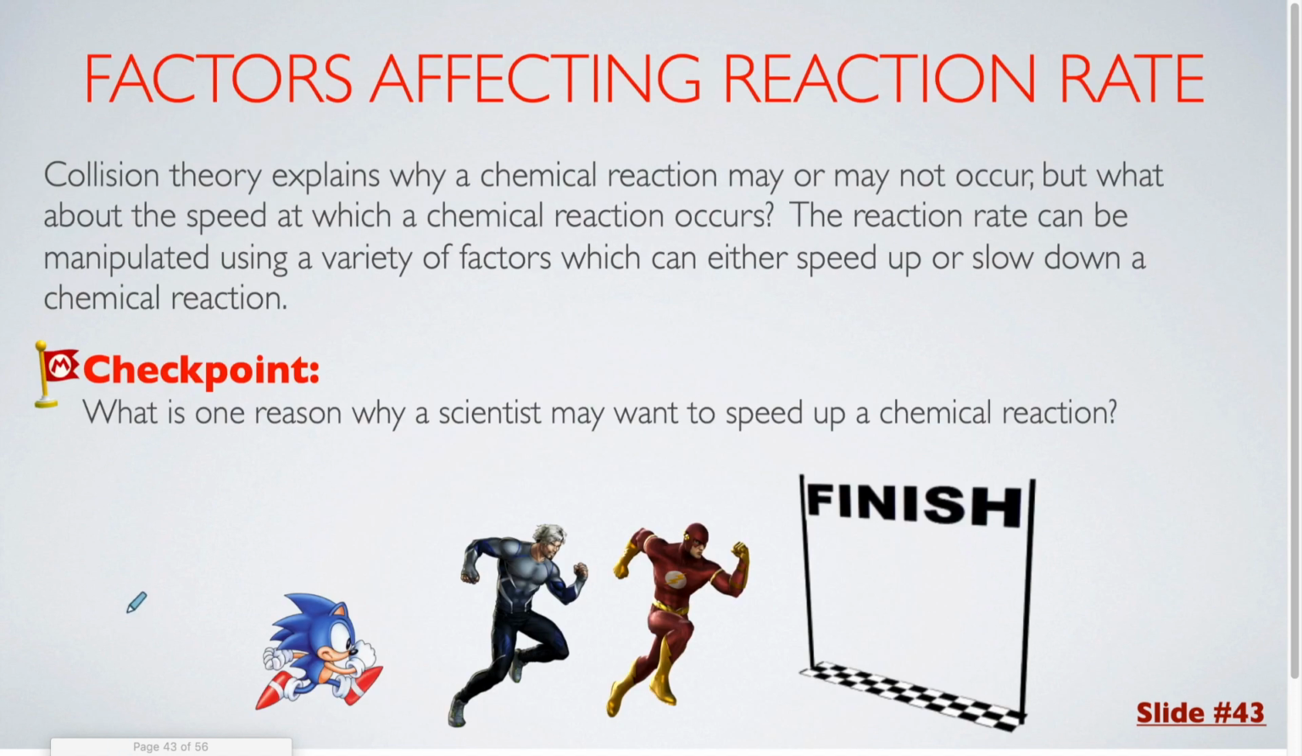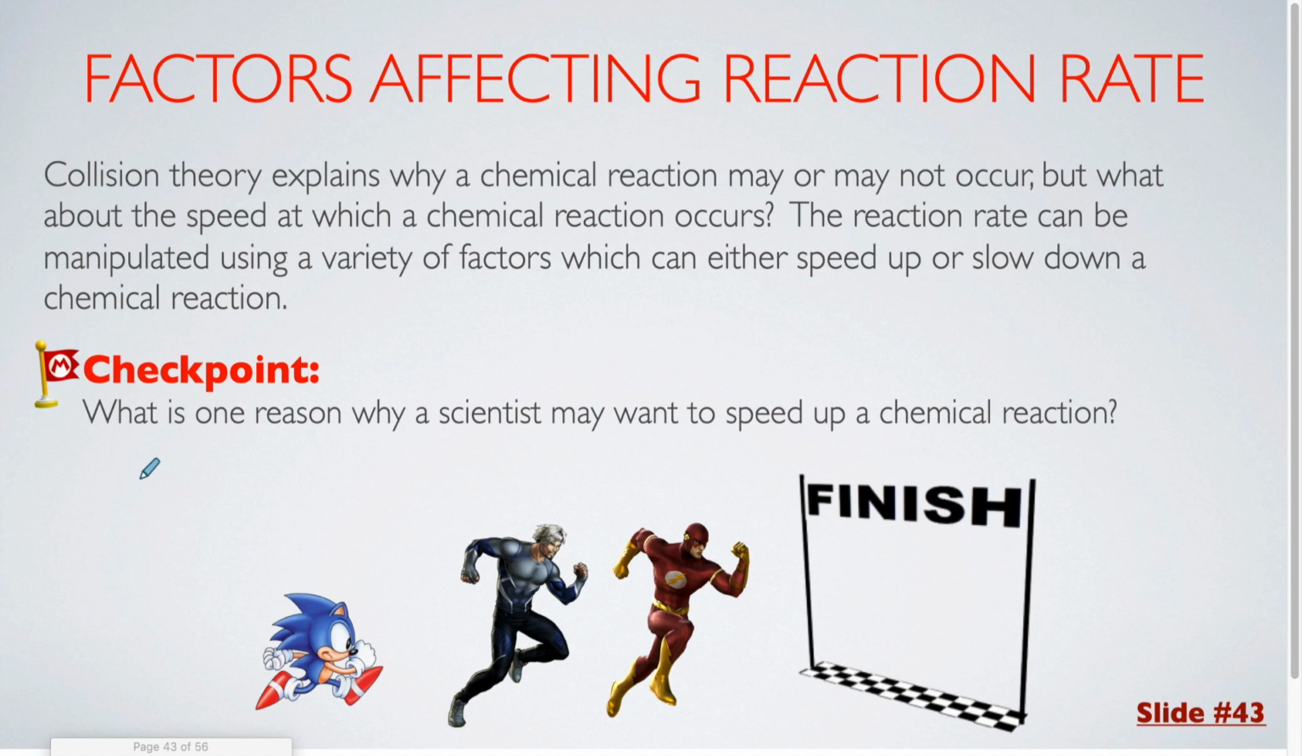Factors affecting reaction rate. Collision theory explains why a chemical reaction may or may not occur, but what about the speed at which a chemical reaction occurs? The reaction rate can be manipulated using a variety of factors which can either speed up or slow down a chemical reaction. For this checkpoint, we're looking at the reason why a scientist might want to speed up a chemical reaction, and there's a variety of reasons why they might want to do that.